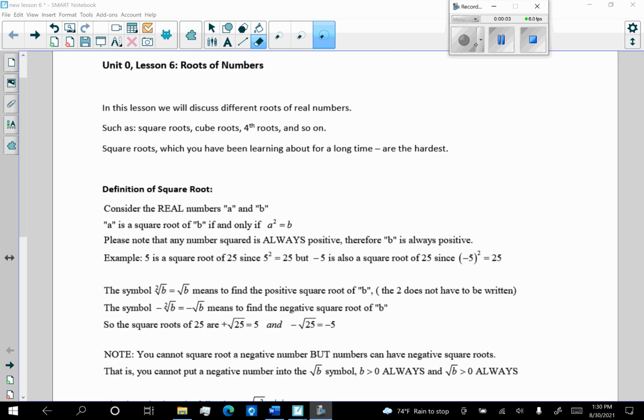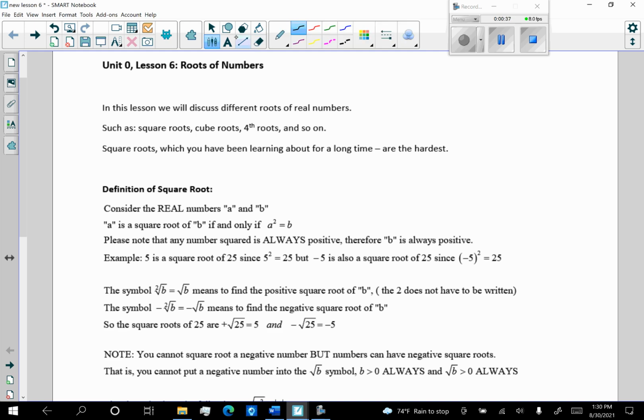So the definition of a square root. Consider the real numbers a and b. This is the definition of a square root. a is a square root of b if and only if a squared is equal to b. Please note that any number squared is always positive. Therefore, b is always positive.